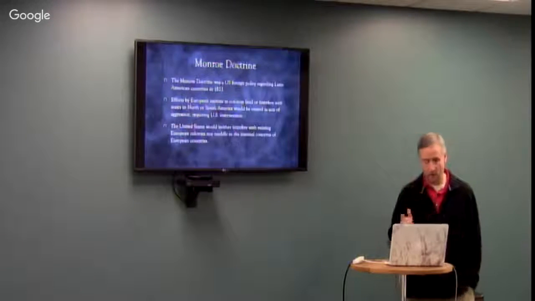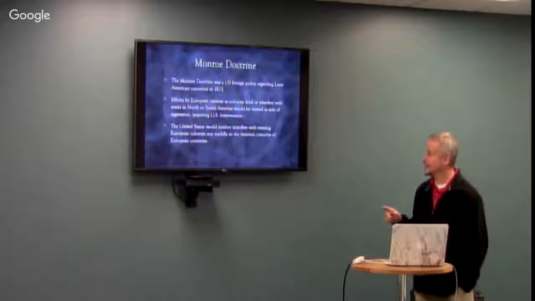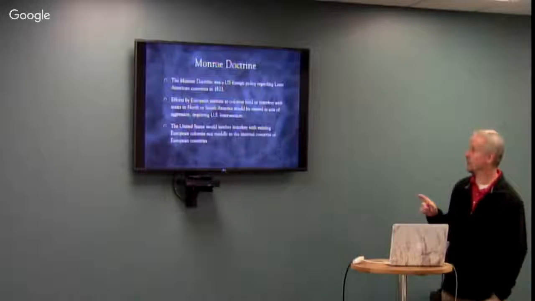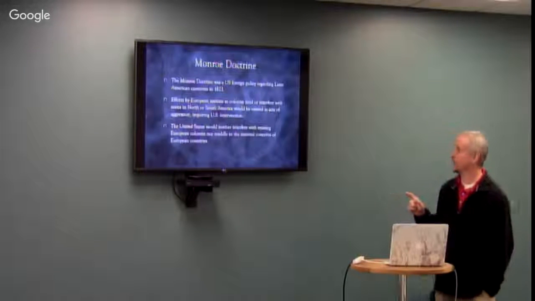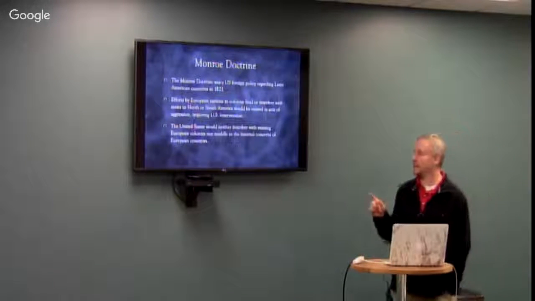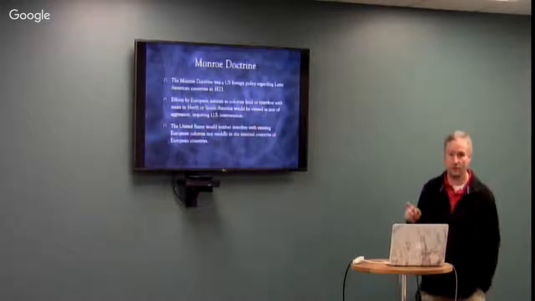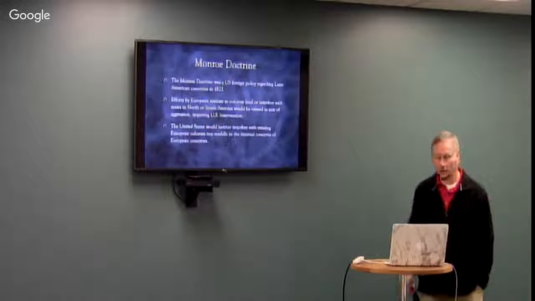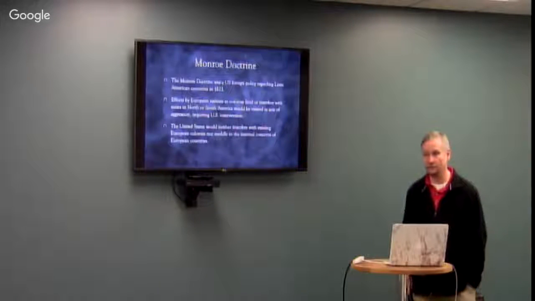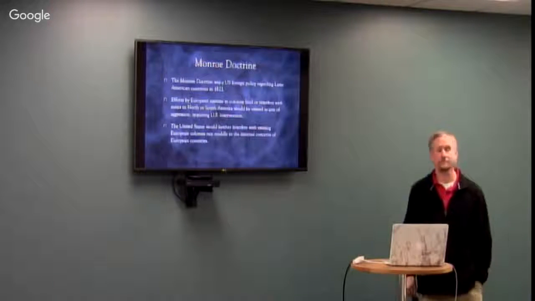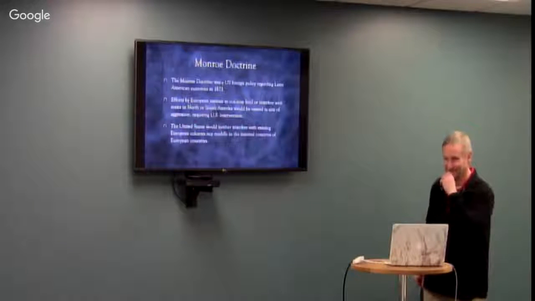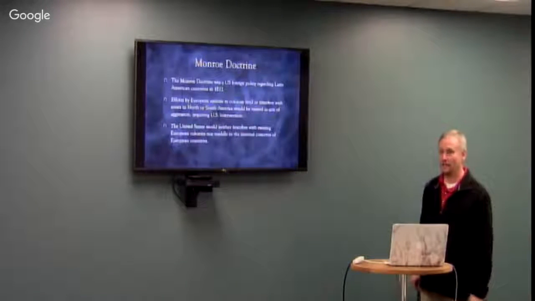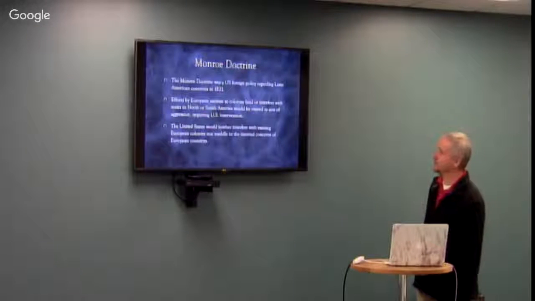Then the one that I really wanted to cover just briefly is the Monroe Doctrine. The Monroe Doctrine was a U.S. foreign policy regarding Latin American countries in 1823. Of course, it was formed by who? Who came up with the Monroe Doctrine? Oh, I know. What's his name? James Monroe. I was thinking John. John Monroe. I don't know, guys. John, I think it's in Madison. John Madison, James Monroe. Okay.